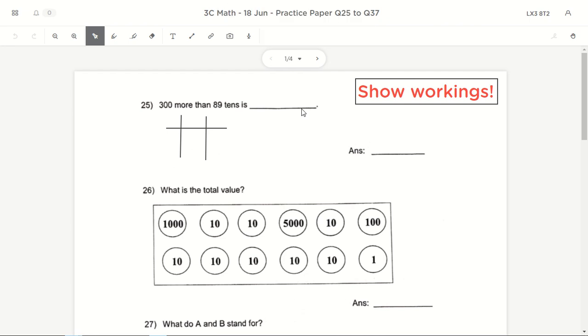All right, so let's start to go through question 25 to question 37. Let's see the first question. Question 25, 300 more than 89 tenths. From yesterday, you realized that this paper is not difficult, just that it's tricky in a sense that you need to know how to change all these figures into actual numbers.